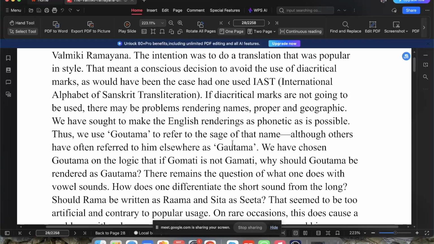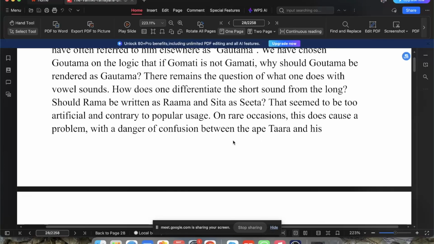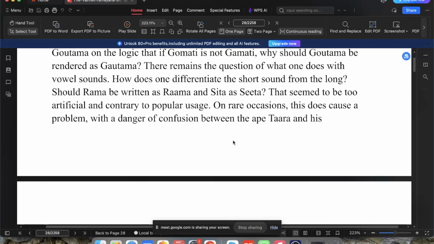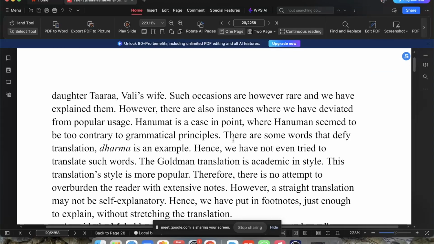We have chosen Goutama on the logic that if Gomati is not Gamati, then why should Goutama be rendered as Gautama? So there remains the question of what one does with vowel sounds. How does one differentiate the short sound from the long? Should Rama be written as Raama and Sita as Seeta? That seemed to be too artificial and contrary to popular usage. On rare occasions, this does cause a problem with a danger of confusion between the ape Tara and his daughter Tara, Wali's wife. Such occasions are, however, rare and we have explained them.